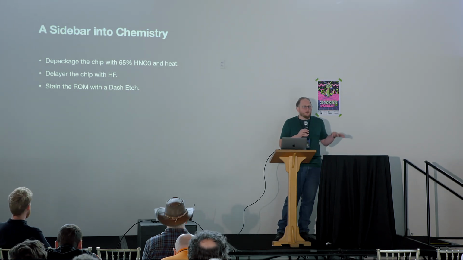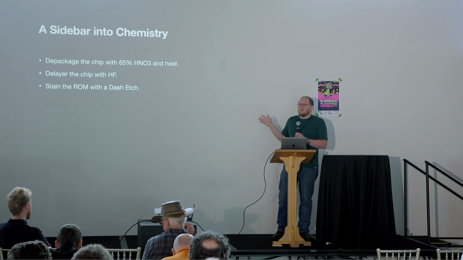The second procedure that you have to do is delayering the chip. I use dilute hydrofluoric acid for this in the form of rust stain remover. What this does is it burns off the top of the chip and leaves only the lower levels. And that's how I get the top metal layers out of the way so that I can look at the bits which are often encoded on lower layers.